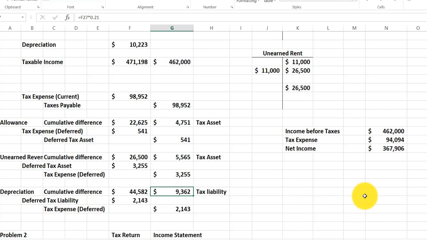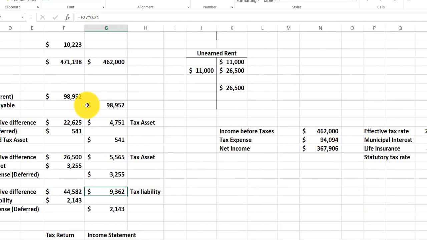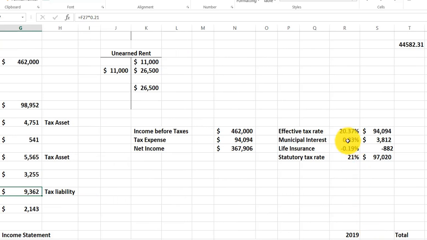So we've got all of our journal entries. That means our total tax expense with all four journal entries, 94,094. So we have income before taxes, our tax expense, and then we have the net income. And then our reconciliation of the statutory tax rate to the effective tax rate. With this tax expense divided by the income before taxes, that's the effective tax rate. Municipal interest made this much difference, life insurance that much, and so we end up with a 21% or 97,000.